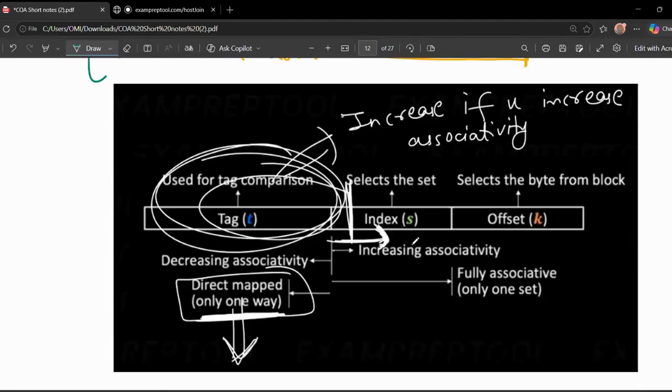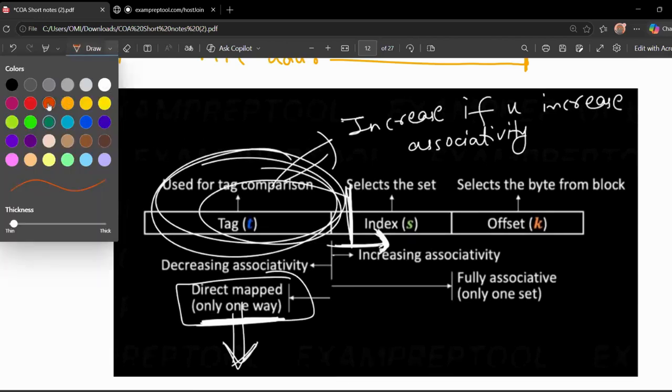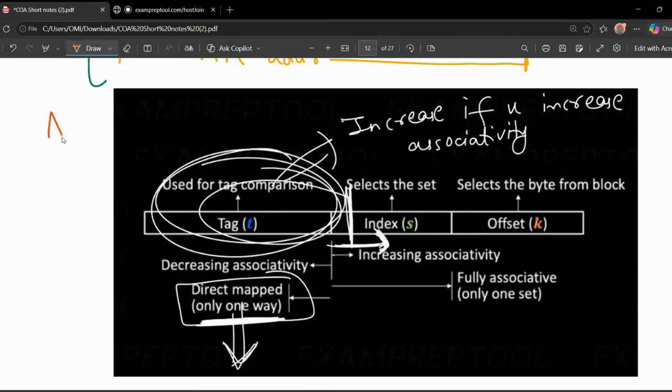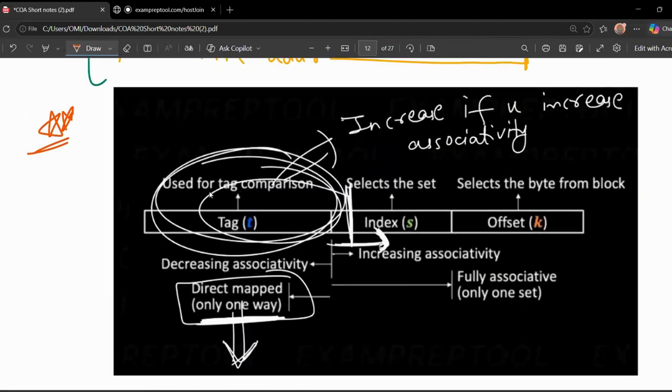Okay, now see, one important property, or one important concept. See, this is important. Look here. If this is the index, this is used for tag comparison, the tag is used. Now this is the set and this is the offset. So what happens here if you increase the associativity? If you go this side, increasing associativity means going to the right side.